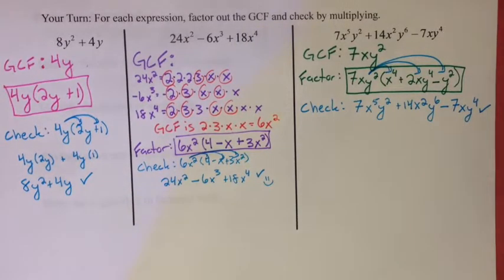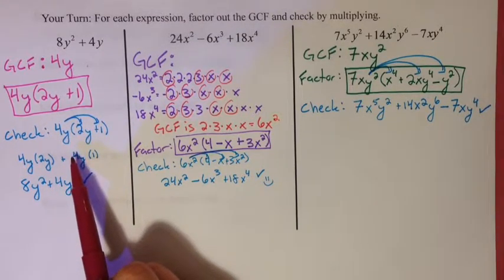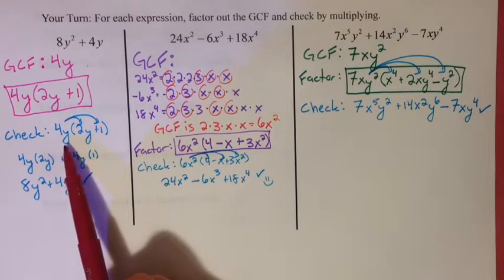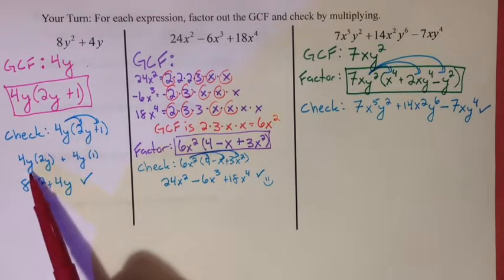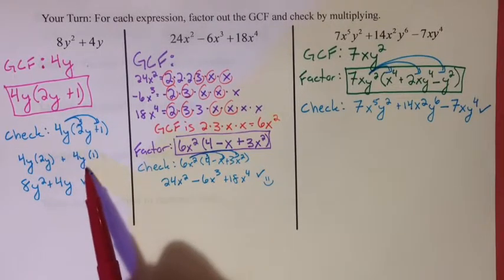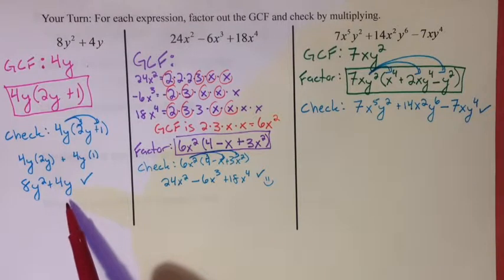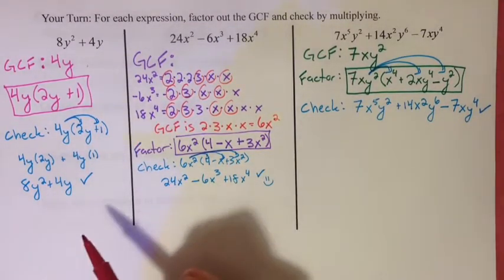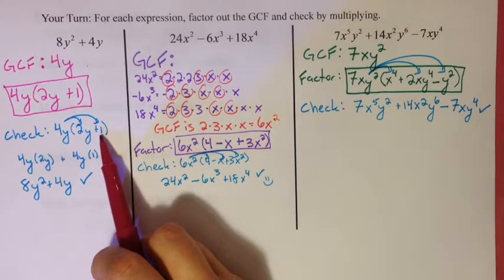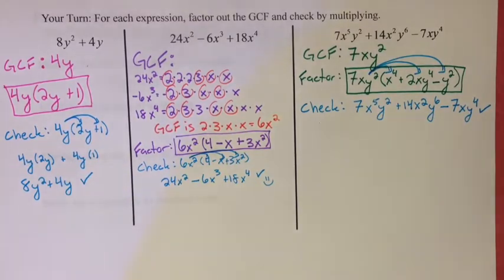That leads to my last step, which is the check. I'm going to go ahead and multiply this expression back out to see if I get what I started with. 4y distributed to my two pieces in here becomes 4y times 2y plus 4y times 1, which simplifies to 8y squared plus 4y. So sure enough, this is a correct factorization. Notice that I really do need that placeholder 1 so that when I multiply the 4y back out, I get back to what I started with.